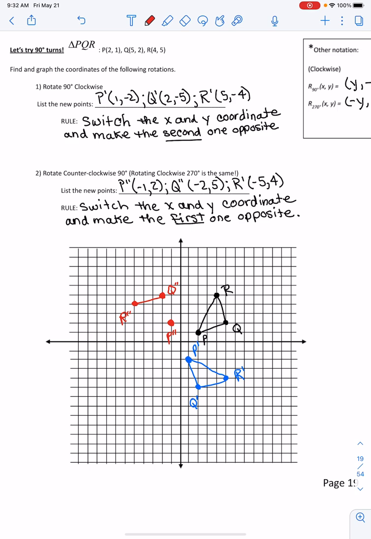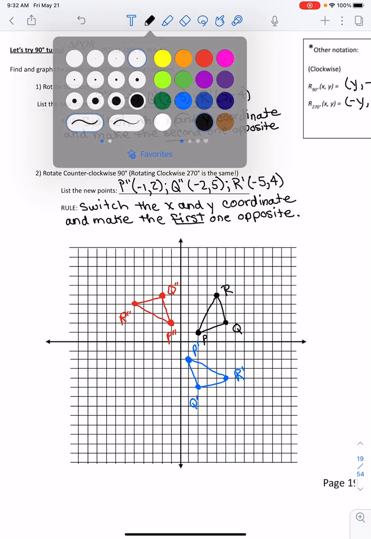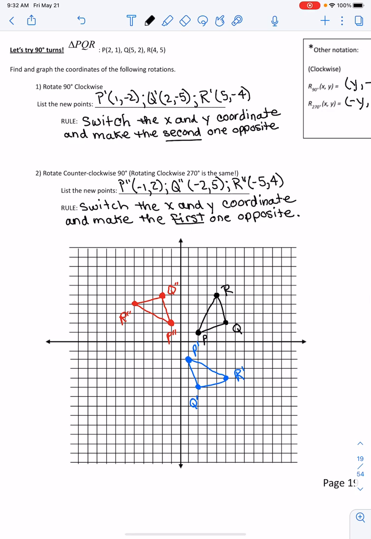And I'll draw that. And that's what they look like. Let me fix the R double prime here. There we go. Okay, and that's what those look like.